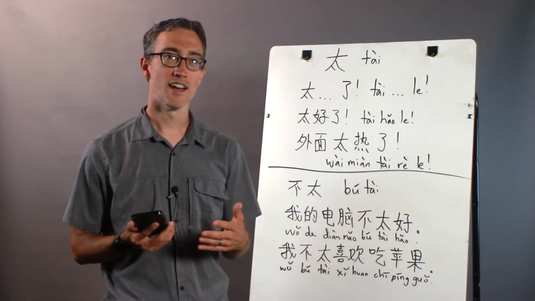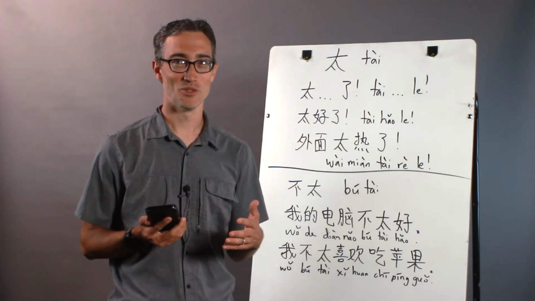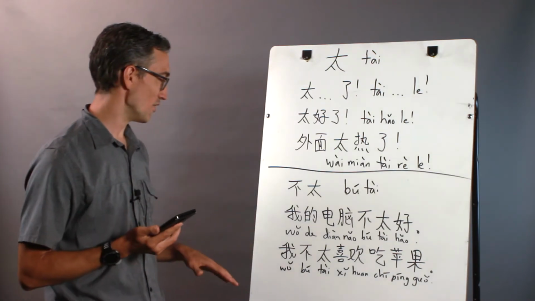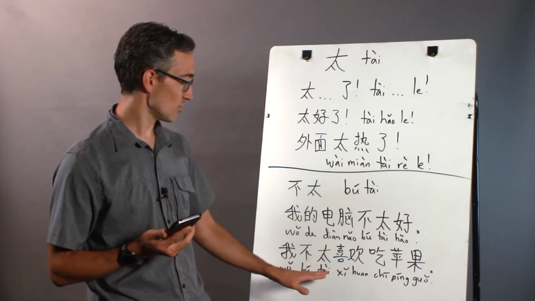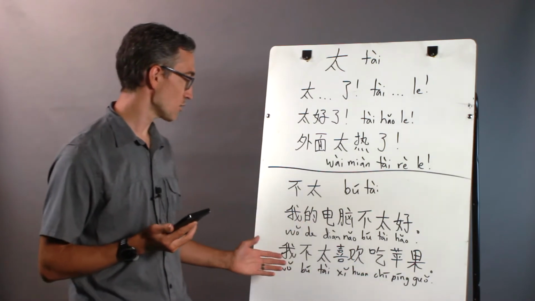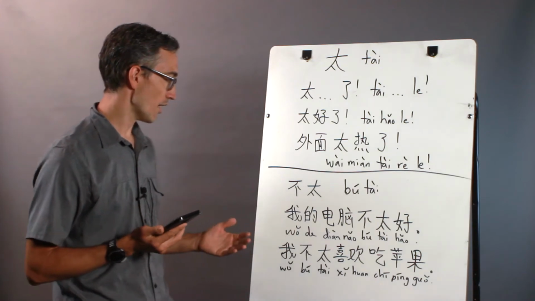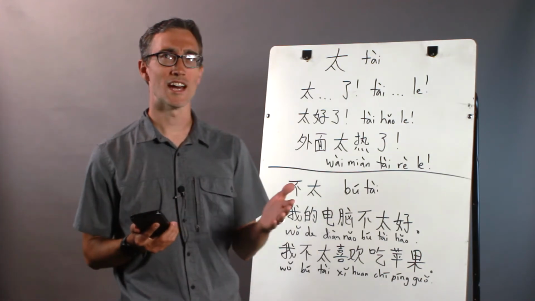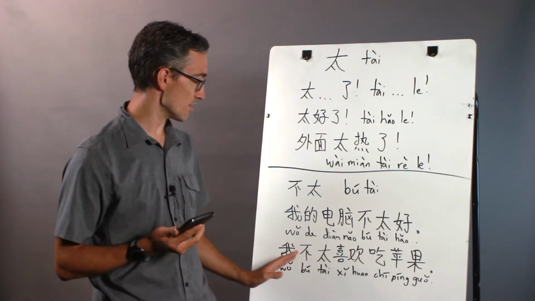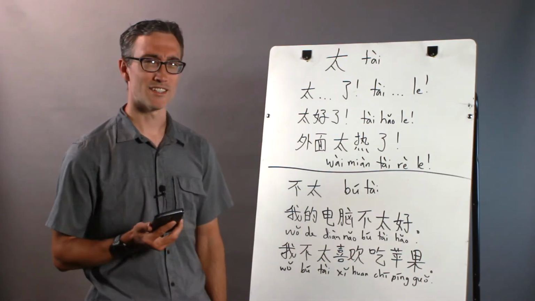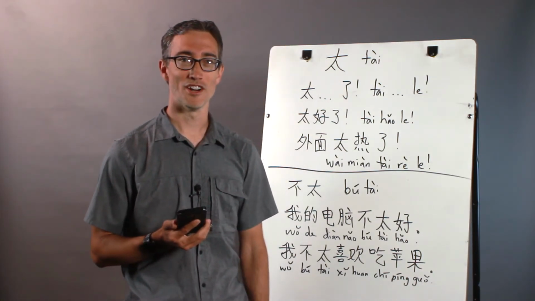In English you wouldn't say I not to like to eat apples. You don't say it that way, but in Chinese you can. 我不太喜欢吃苹果. In English you would say I don't like to eat apples very much. I guess we could say I don't like to eat apples too much, and so that's similar. But it's used in Chinese more to say not very, in ways that don't translate too well in English. So that's the use of tai, extremely, excessively, very.